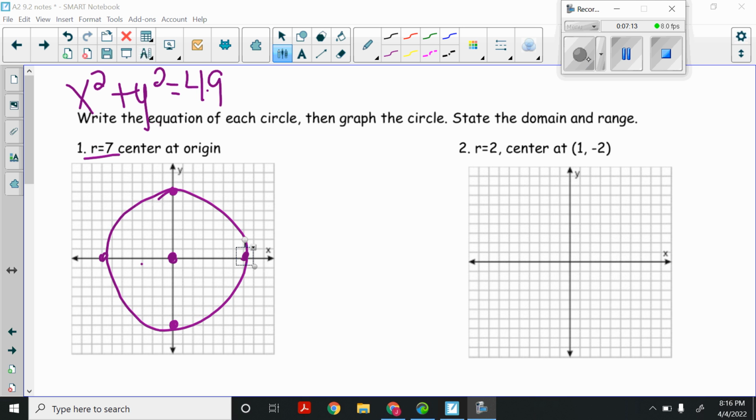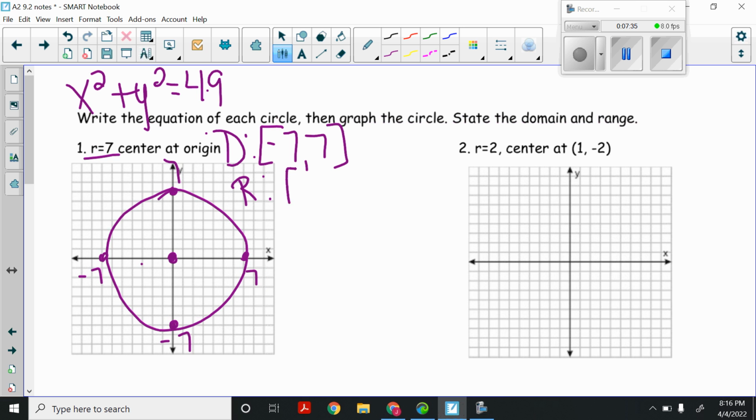So now we want to identify the domain and range of this circle. So remember, domain are x values. So my domain, so this is negative 7 out to positive 7. So my domain is from negative 7 to positive 7 included. My range, my y values, again, negative 7 to positive 7. So there's the domain and range.